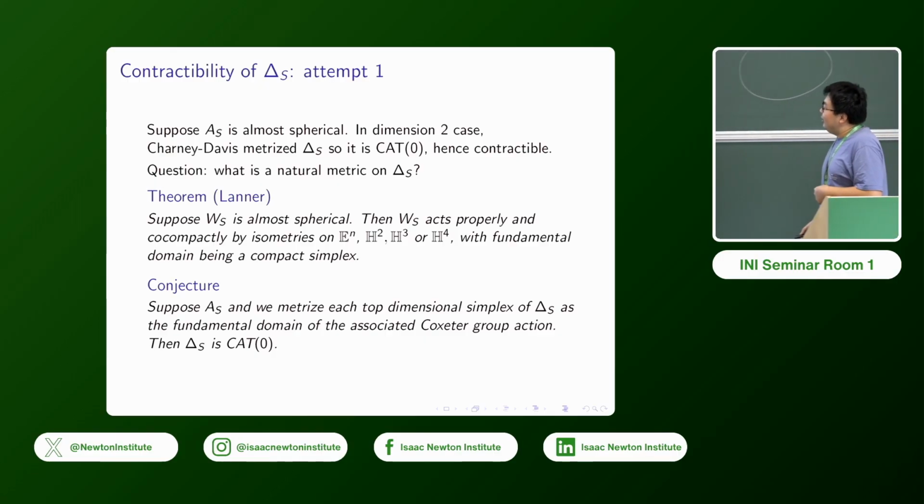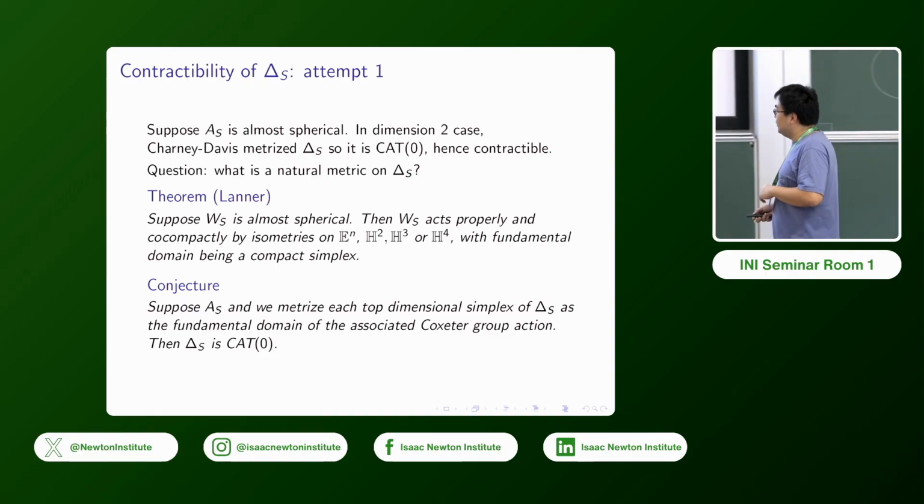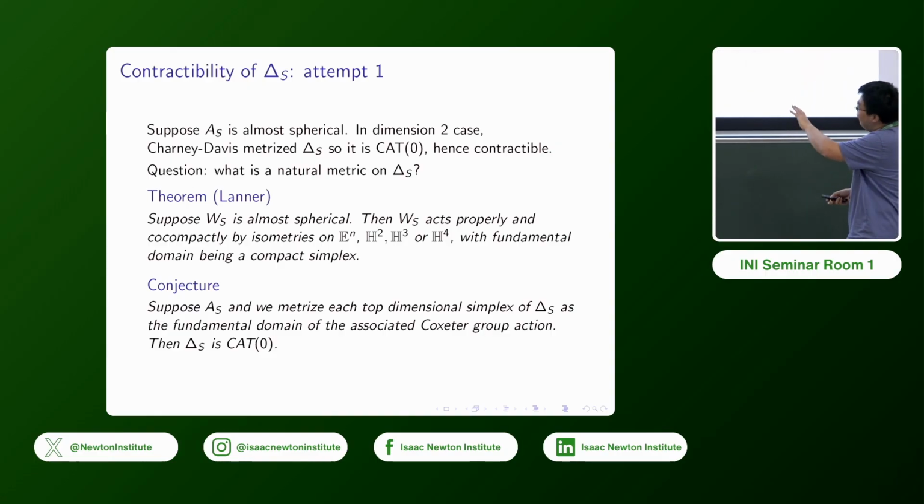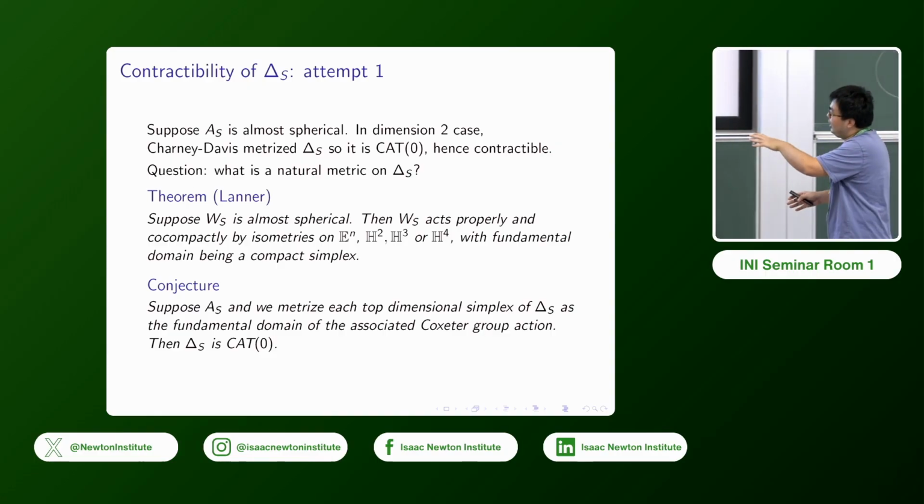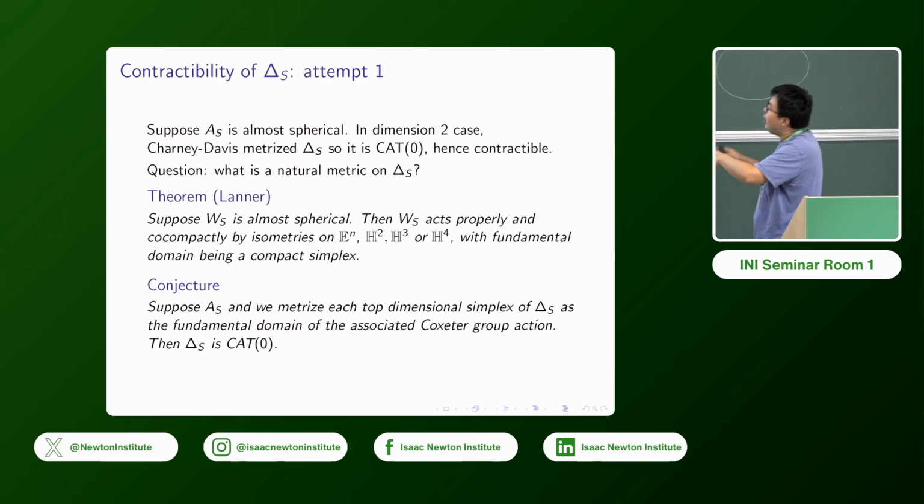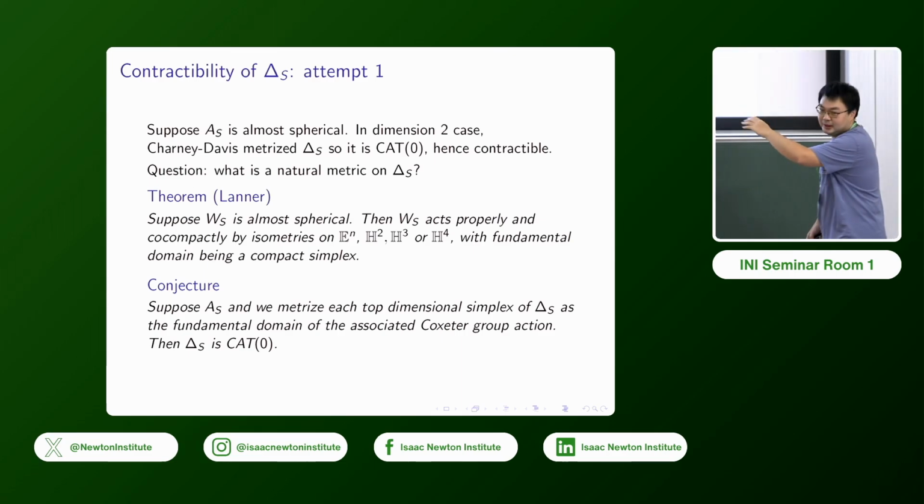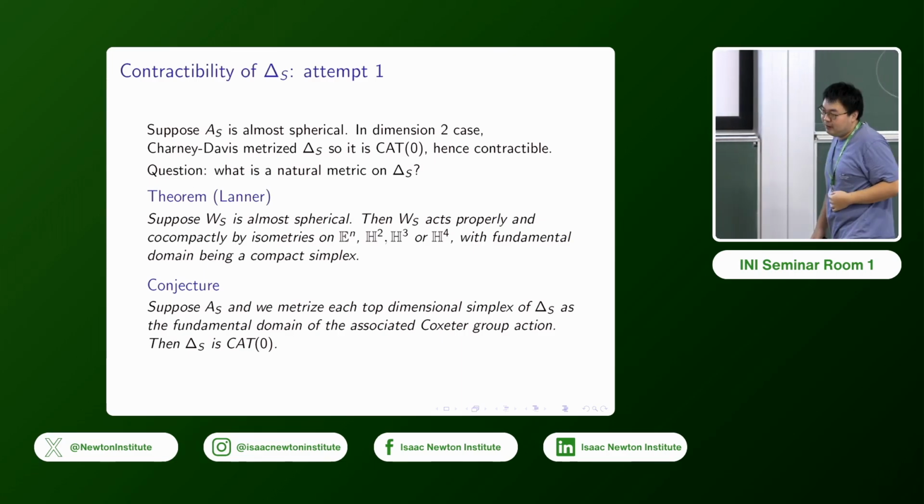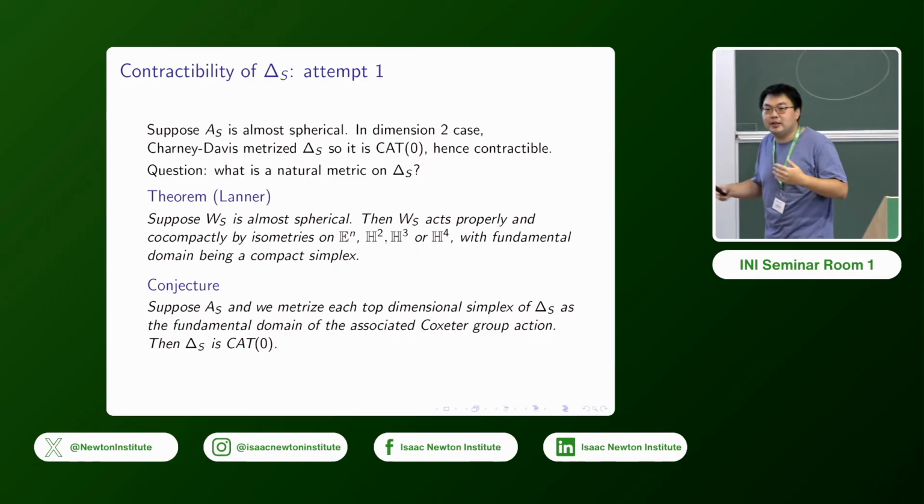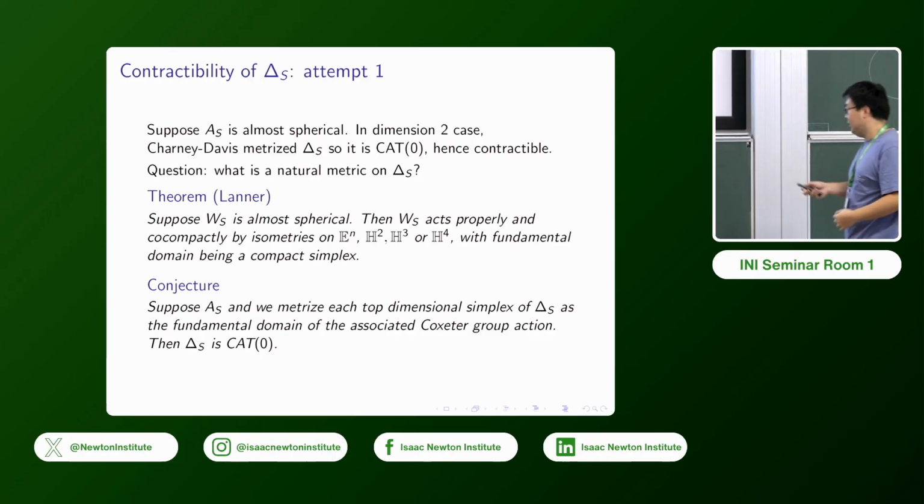So now I want to explain that. This is somehow what inspired us in the first place. However, there are some obstacles to proving this complex is Cat0 in dimension beyond 2. I want to explain what the obstacles are to proving this complex is Cat0.